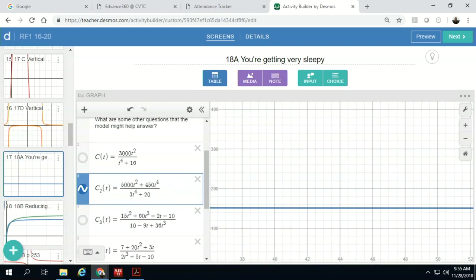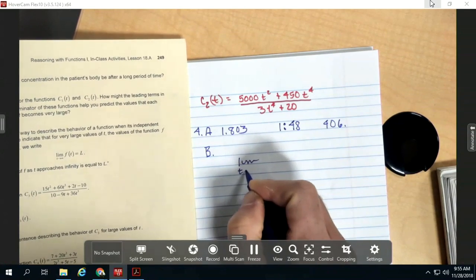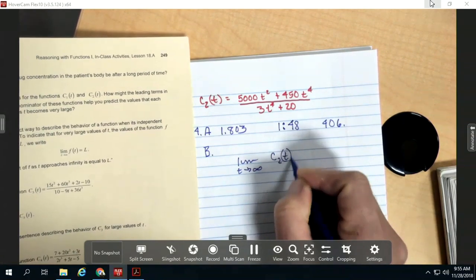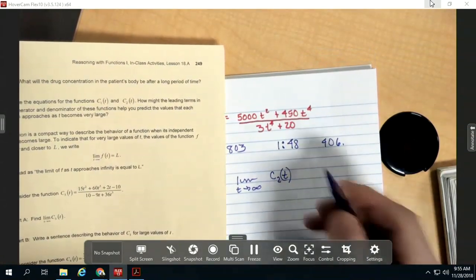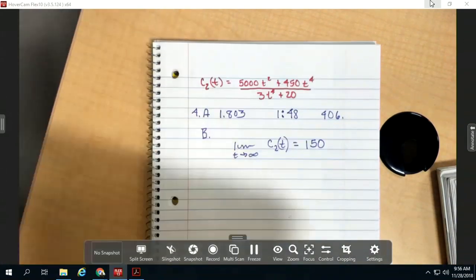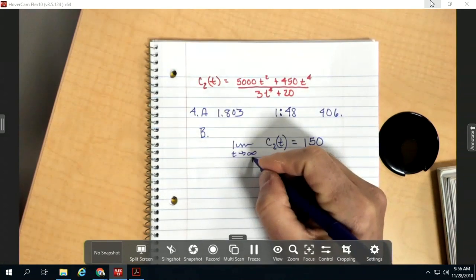So the limit, I'm on page 249. So the limit, as time approaches infinity, of the concentration of the second drug is 150. So the longer time goes, it gets closer and closer to 150. So if you see a limit, you can graph it and you can find out what you're going to. In this case, it says as you go to infinity.